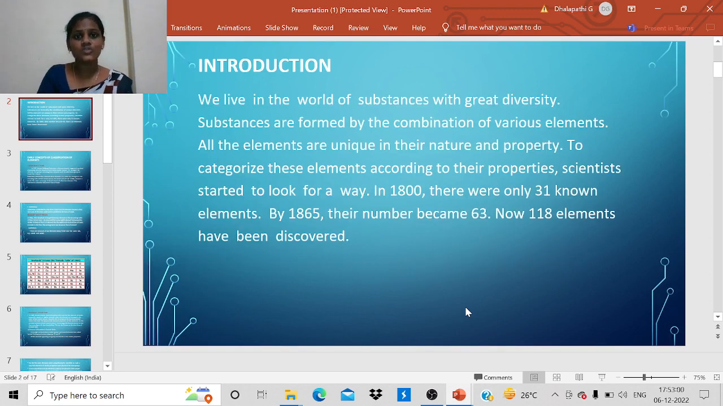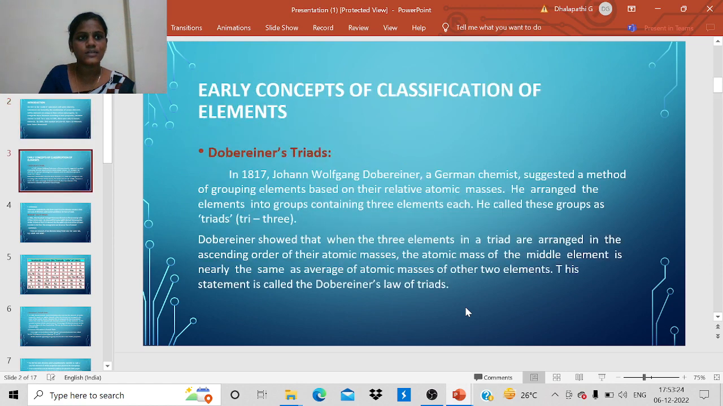We live in a world of substances with great diversity. Substances are formed by the combination of various elements. All the elements are unique in their nature and properties. To categorize these elements according to their properties, scientists started to look for a way. In 1800, there were only 31 known elements. By 1865, their number became 63. Now, 108 elements have been discovered.